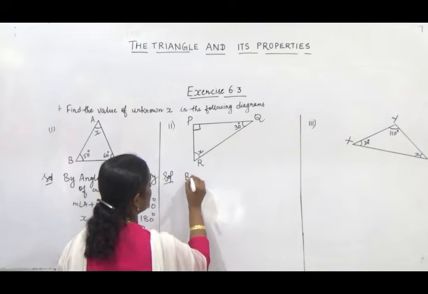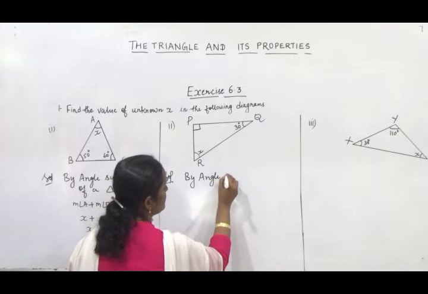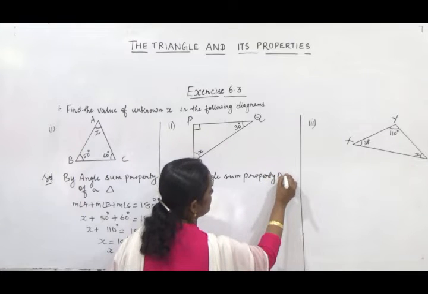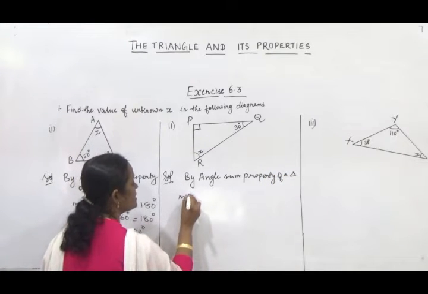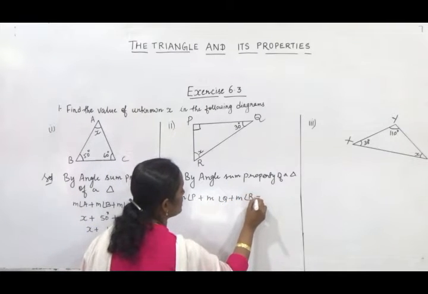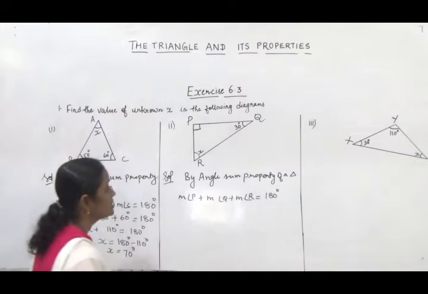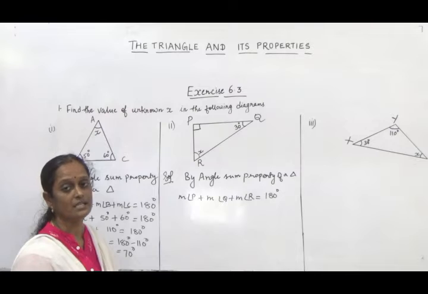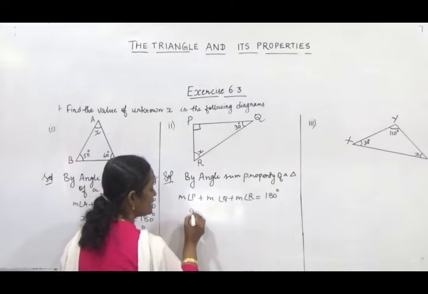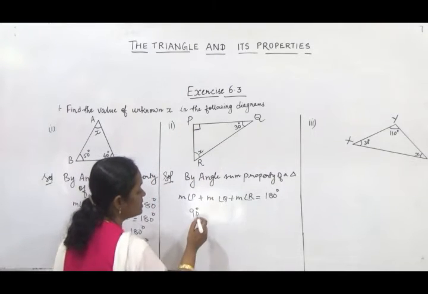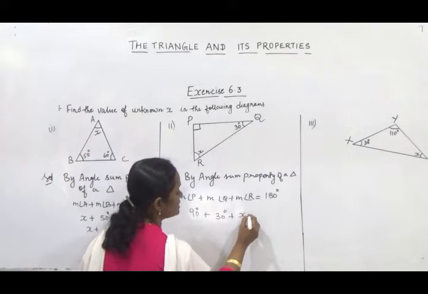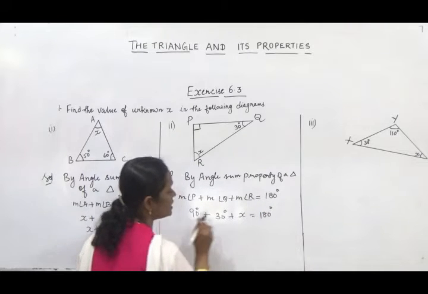So by angle sum property of a triangle, what we can write, measure of angle P plus measure of angle Q plus measure of angle R is equal to 180 degree, because the angle sum property of a triangle states that the sum of three angles of a triangle is 180 degree. So here what is the measure of angle P? It is 90 degree because it is a right angle. Next measure of angle Q is 30 degree given, and measure of angle R is not given, it is given as x. So we have to find this value x.